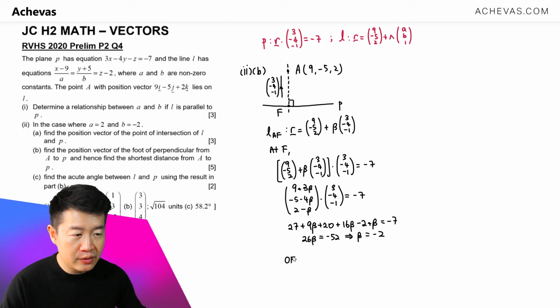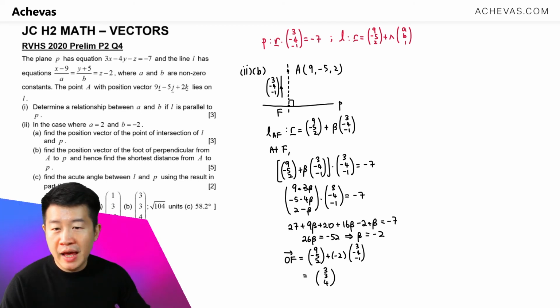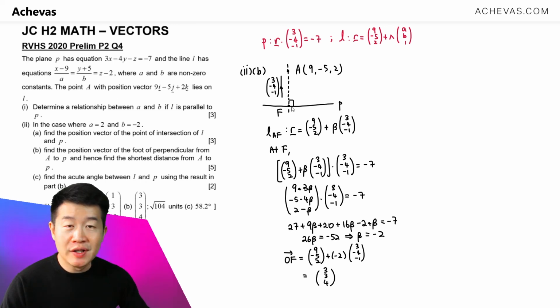So OF is going to be equal to 9, -5, 2 plus beta, which is -2. So -2 of 3, -4, -1. So OF is equal to 3, 3, 4. And we're going to make use of the position vector of F to find the shortest possible distance from A to the plane P. So it is going to be modulus of AF.